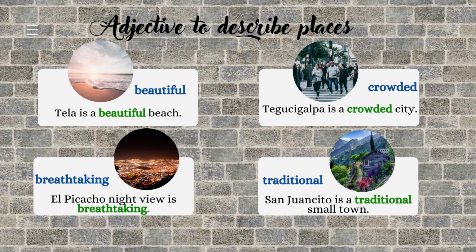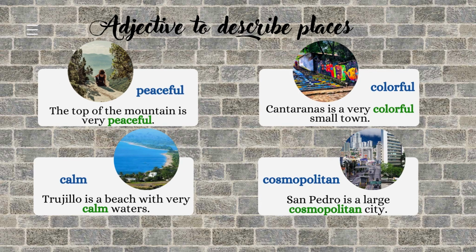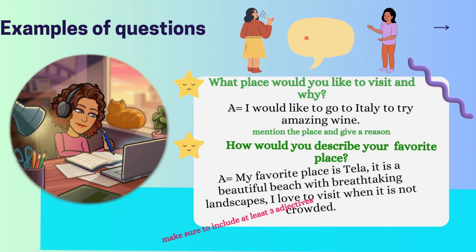Traditional means something is connected to old times. San Juancito is a traditional small town. Peaceful. It means quiet and full of peace. The top of the mountain is a very peaceful place. Colorful. Cantarranas is a very colorful small town.